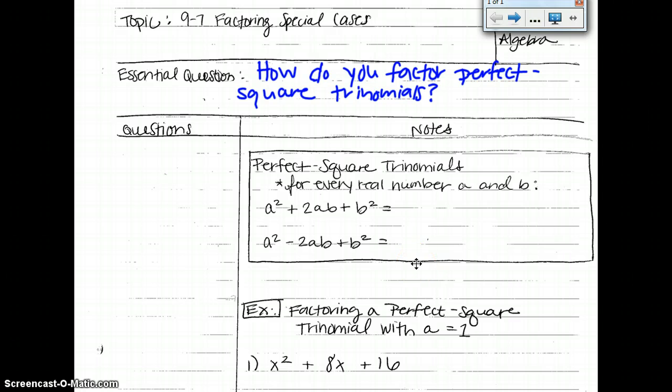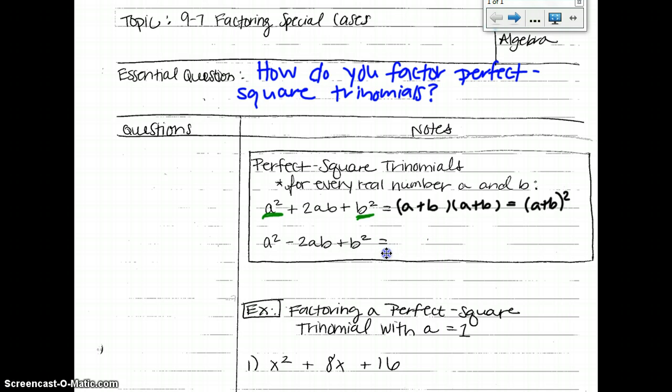Okay, perfect square trinomials. For every real number a and b. Looking here, notice how our a will be a squared number and the b will be a squared number. So when we have a squared plus 2ab plus b squared, we can factor this to the quantity a plus b times the quantity a plus b, which is simply the same as a plus b squared. Notice how the squared is outside of my quantity sign.